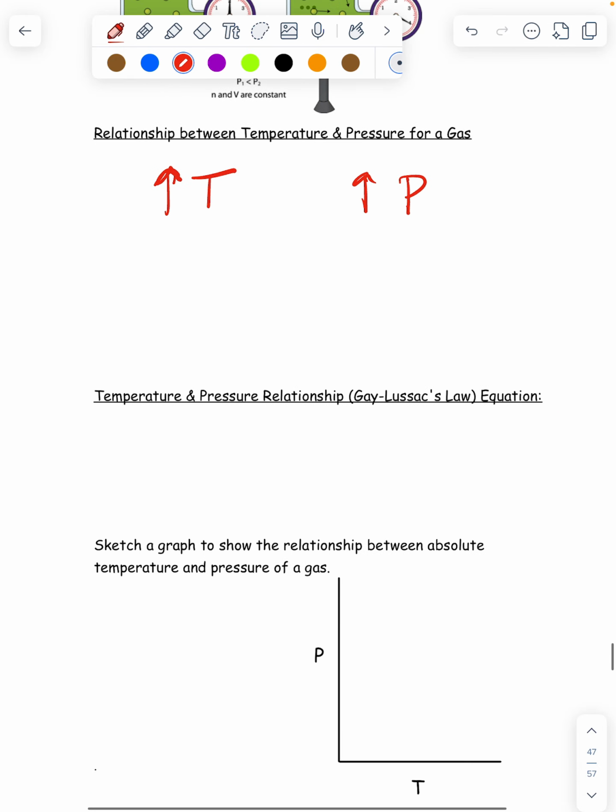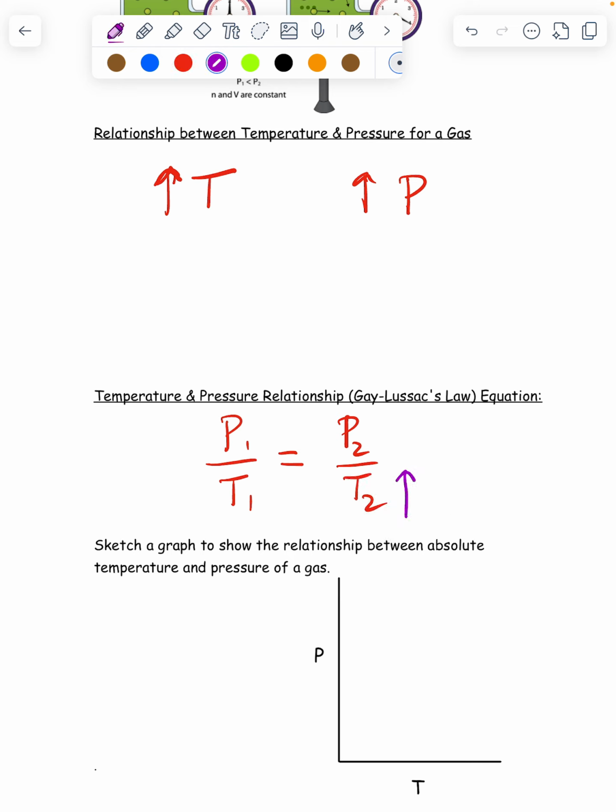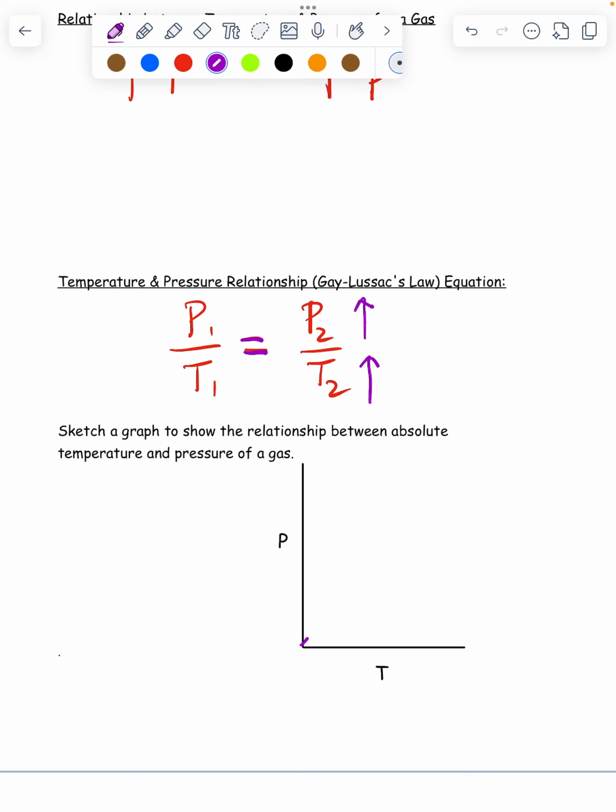So we have pressure over temperature to show this direct relationship. P1 over T1 equals P2 over T2. Same idea. If you make a change in one, then the other will have to change by the same amount in order for these things still to be equal. And direct relationships look like that.